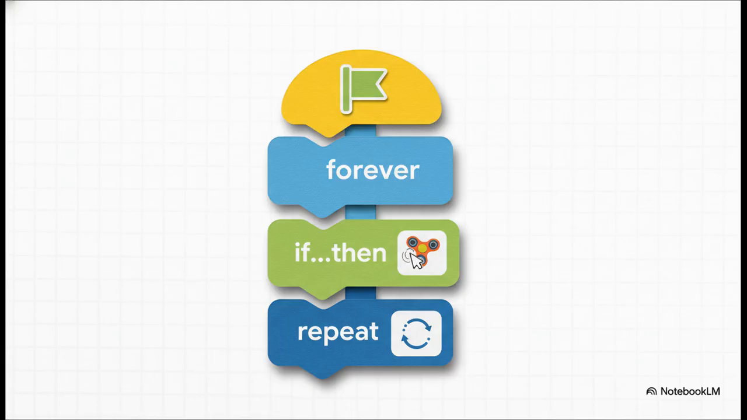Let's trace it. The when green flag clicked hat block starts everything. Then that forever loop makes sure the program is always listening, always checking. And what's it checking for? That if-then block is asking, is the mouse touching me? Is it? Is it? And the second the answer is yes, then the action inside, that repeat block that turns the spinner, gets triggered. Each block has one simple job, but together they create this really fun interactive experience.